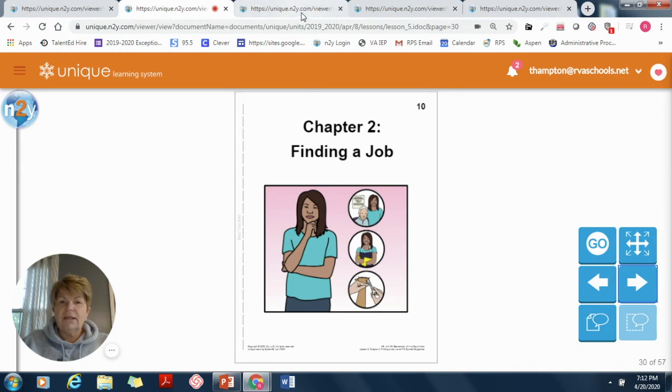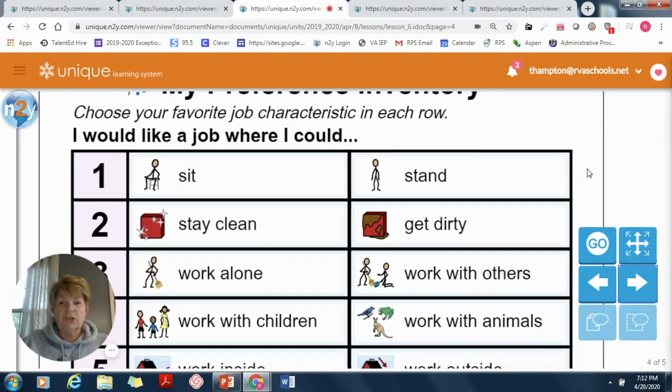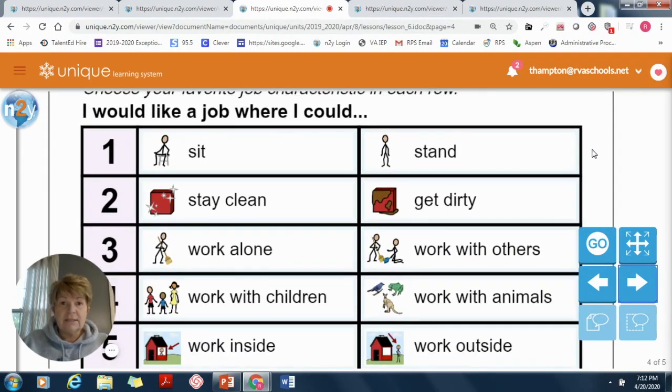So now let's take a minute and let's walk through my preference inventory. Okay, here we're going to choose your favorite job characteristics in each row. I would like a job where I could, and we're going to look through each of these and decide which ones do you like and which ones do you not. Now, if you don't have access to this online, you can just write down on a piece of paper which word you do like, okay? So let's look at row number 1. Row number 1, do you like to sit or a job where you stand? Would you like a job where you sit or a job where you stand?